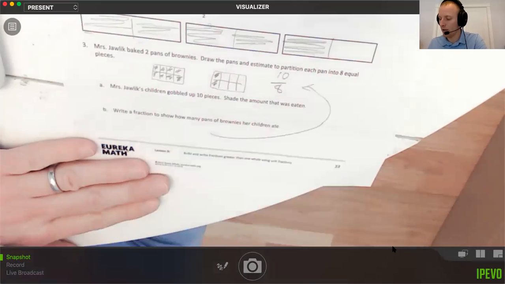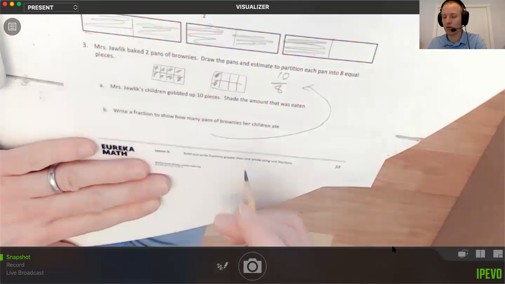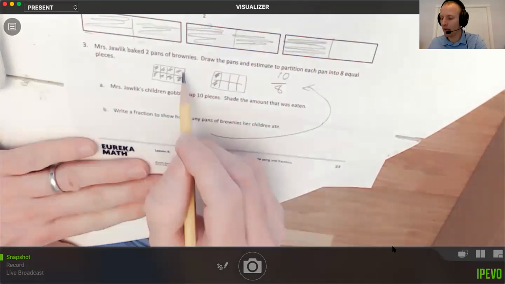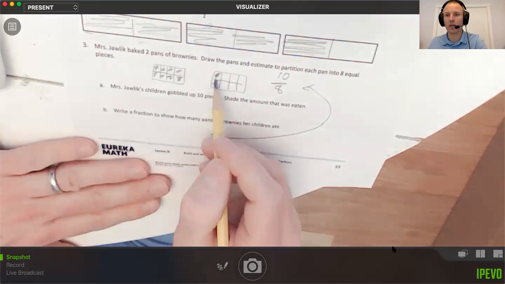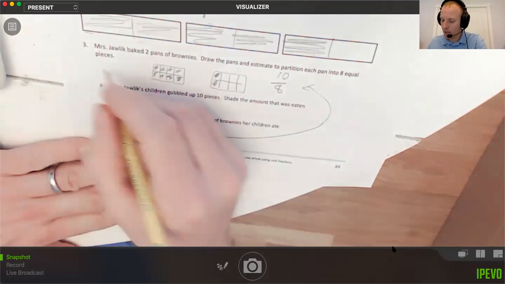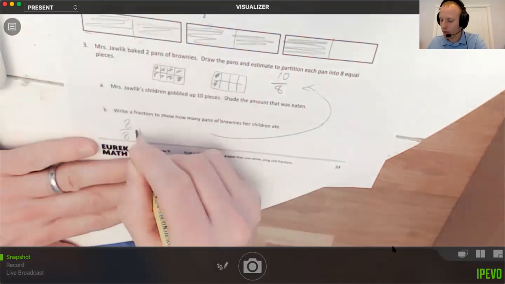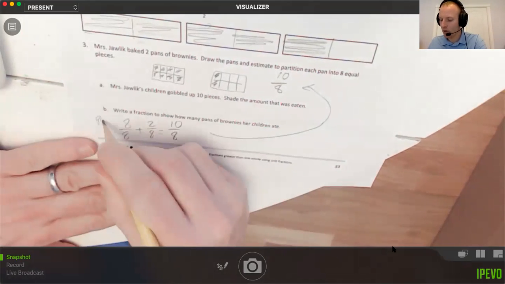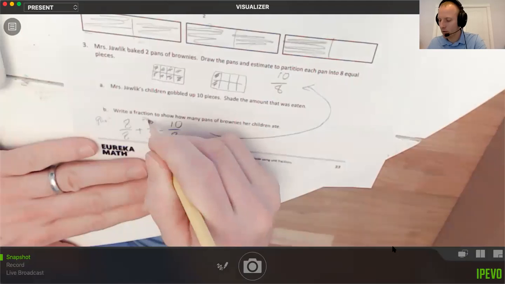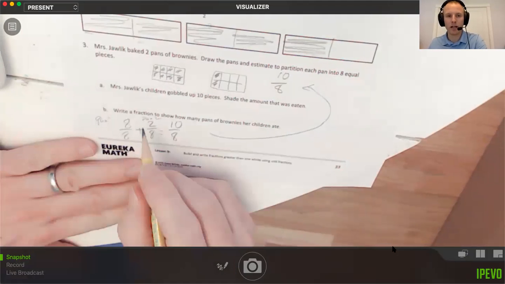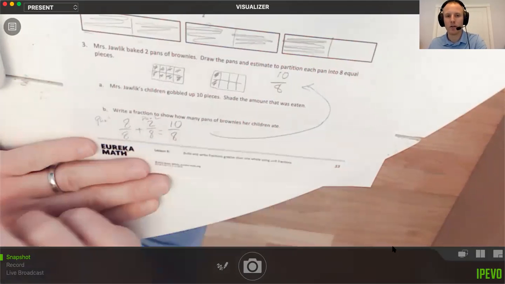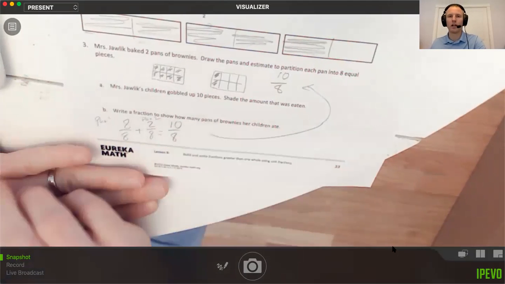Oh, and that's what the last part says, to write a fraction to show how much they ate. They ate 10/8, meaning they ate 1 whole pan and they ate 2/8 of the second pan. 8/8 plus 2/8 equals 10/8. So that's pan 1, pan 2, right? They ate the whole thing for pan 1, and they ate 2/8 of pan 2 to get to 10/8, which is what they ate altogether.